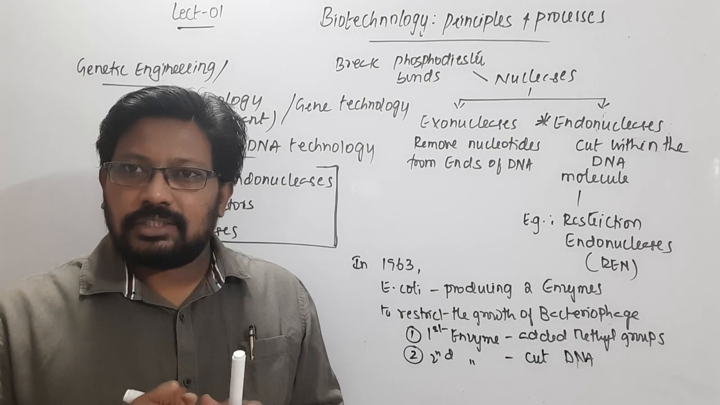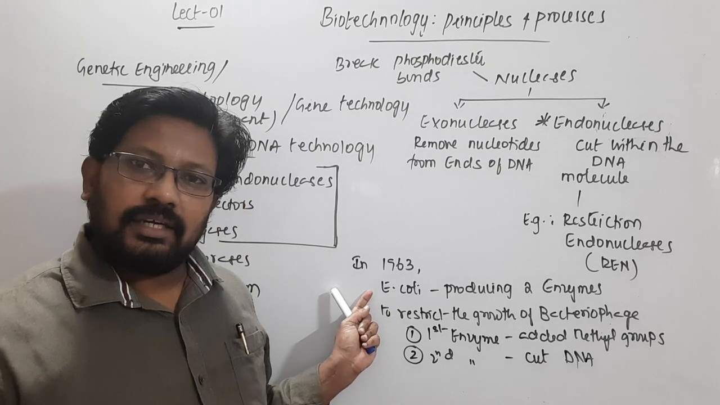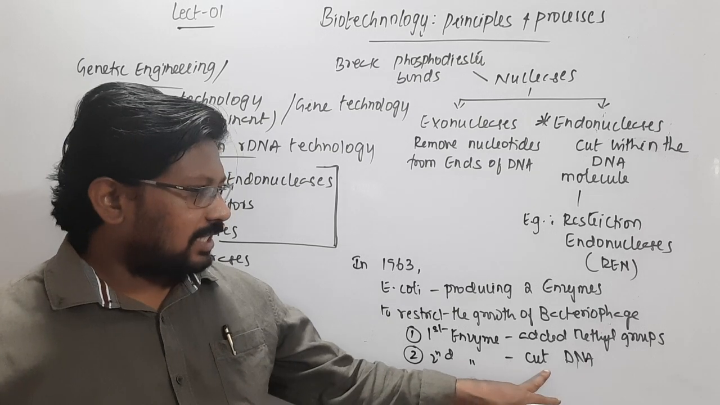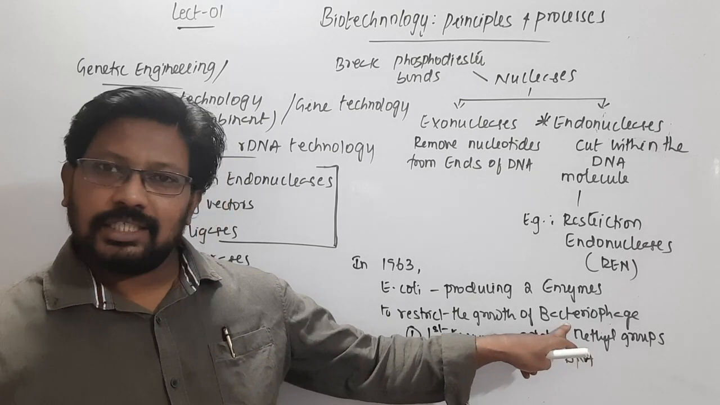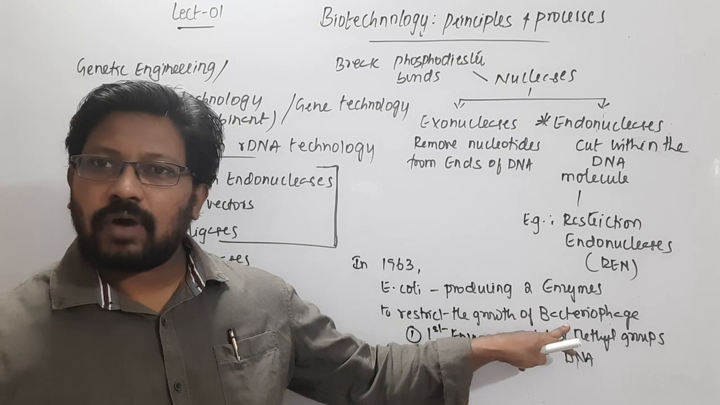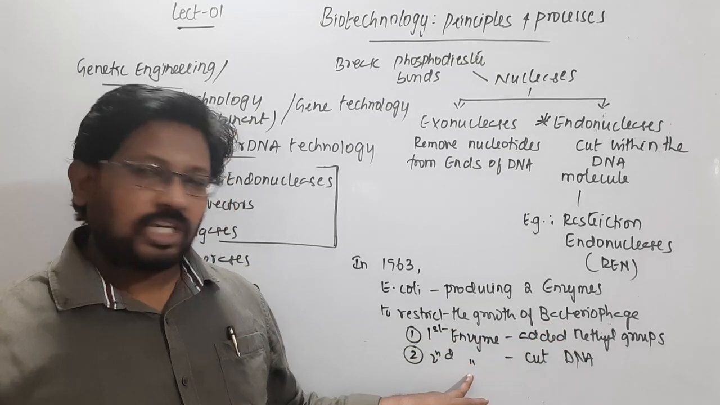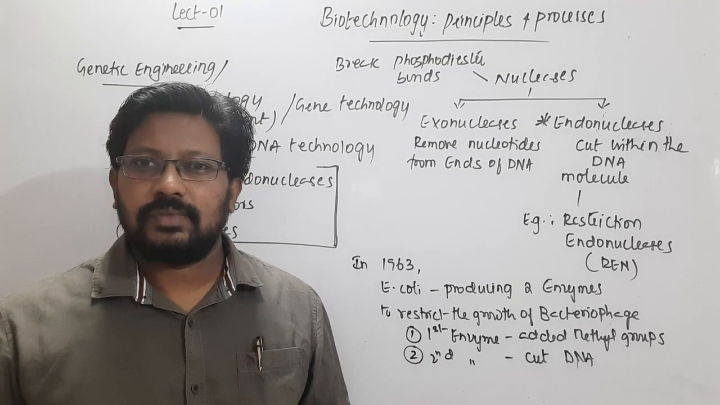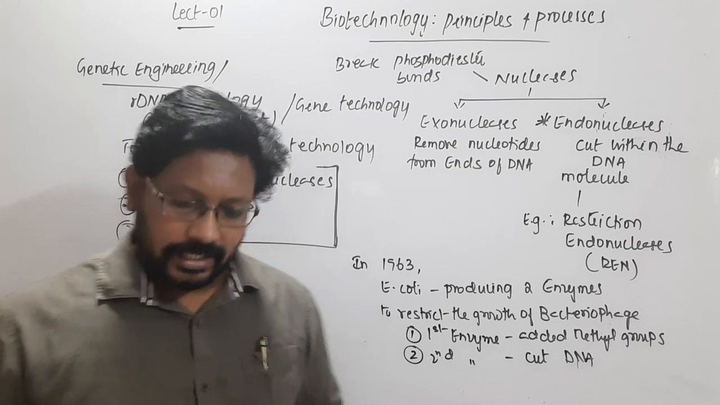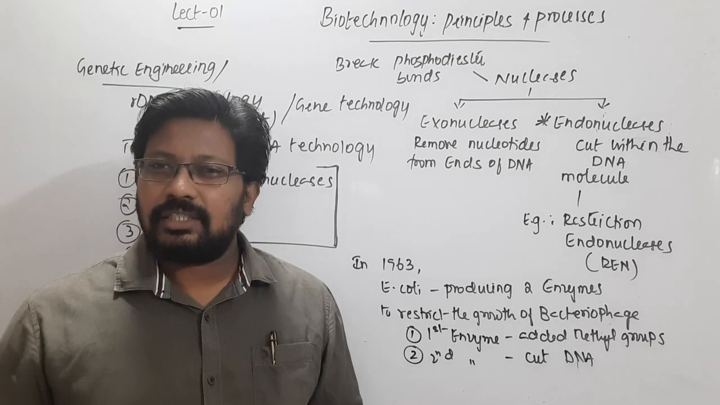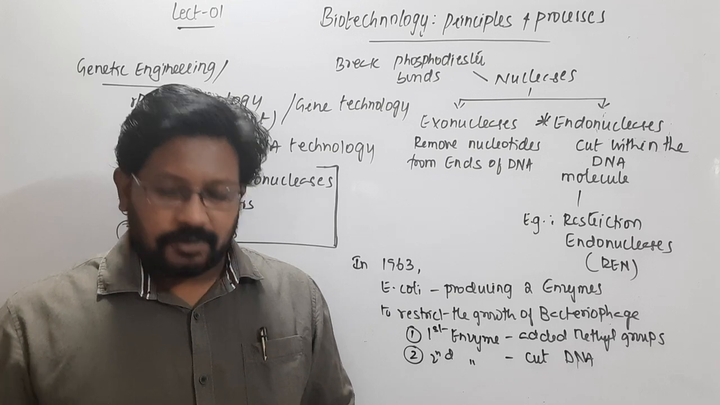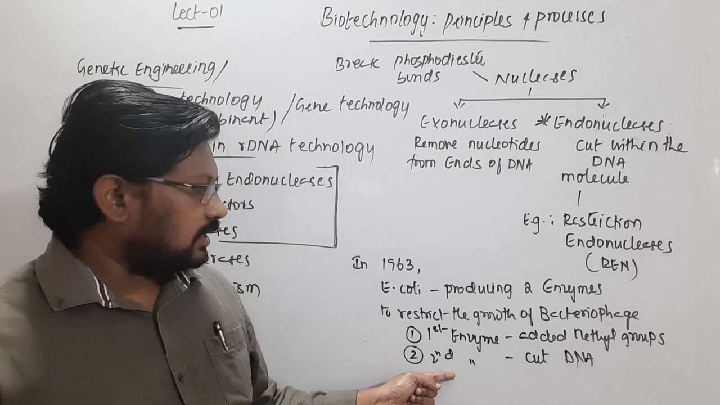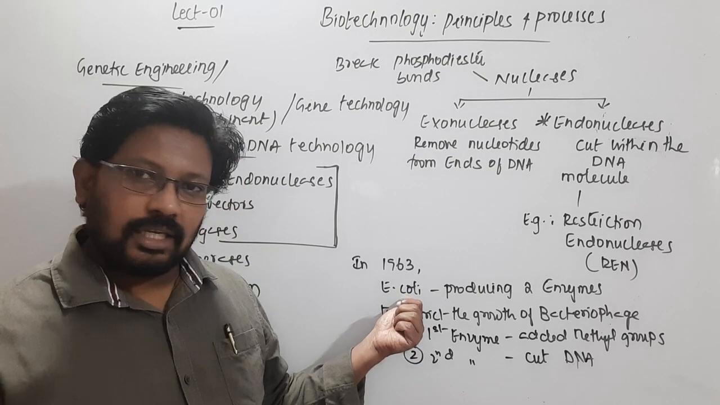Now one question: if this E. coli bacteria is able to produce an enzyme that is able to cut the DNA of the bacteriophage, why is this enzyme not able to cut the bacterium's own DNA? You find out the answer, and we'll see that answer in our coming sessions. Find out the reason for not cutting E. coli's DNA by this enzyme.